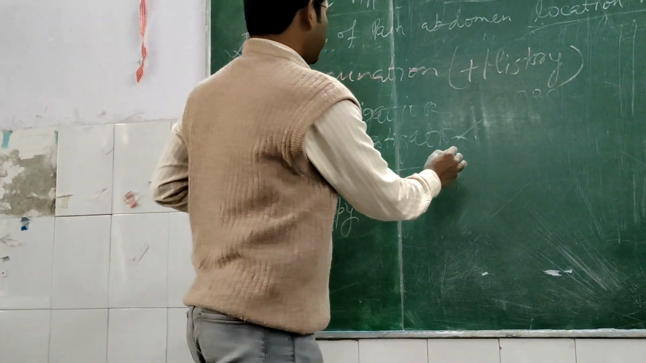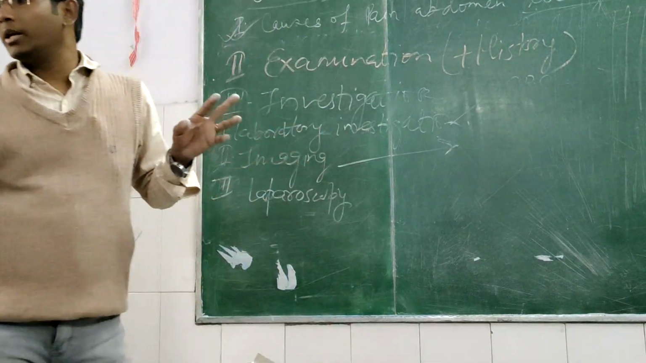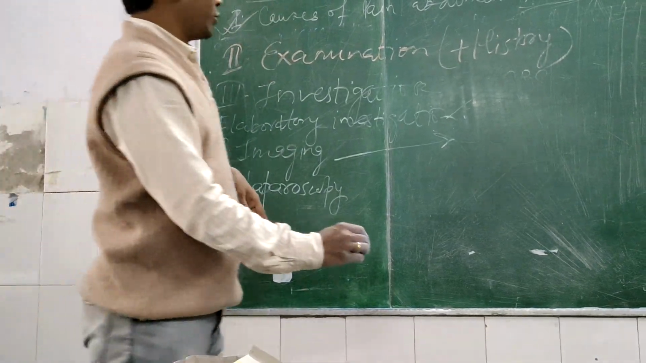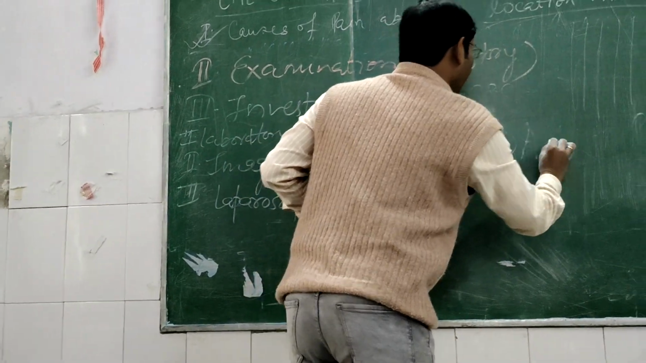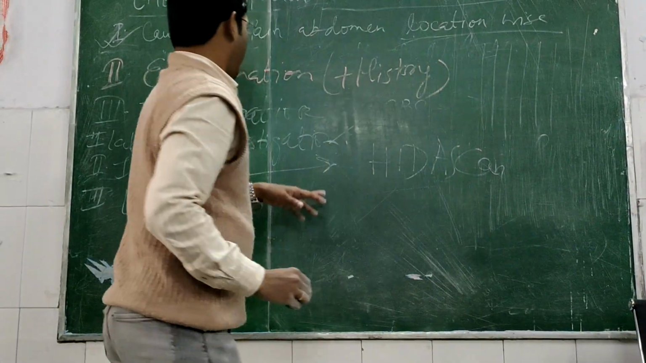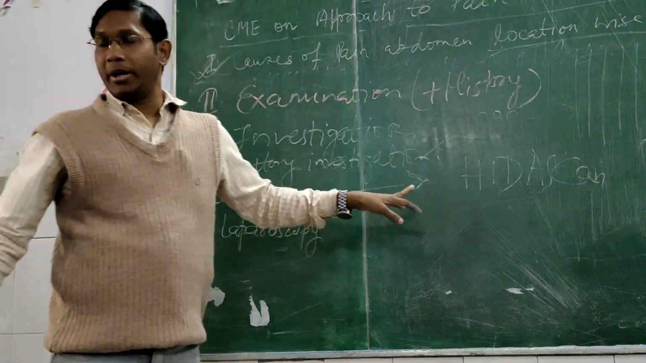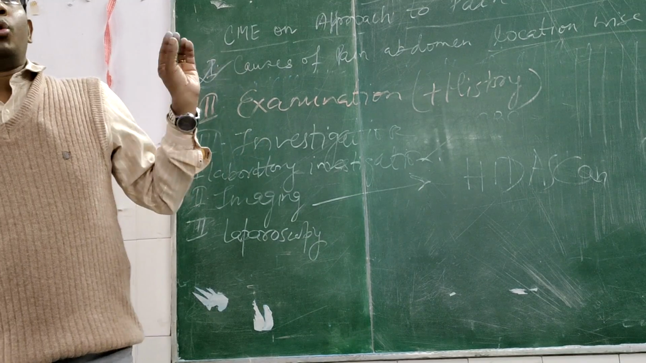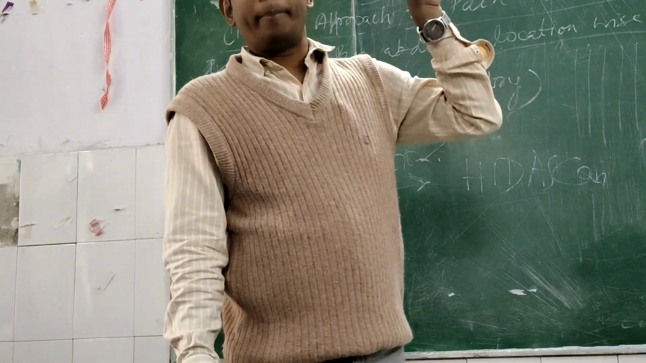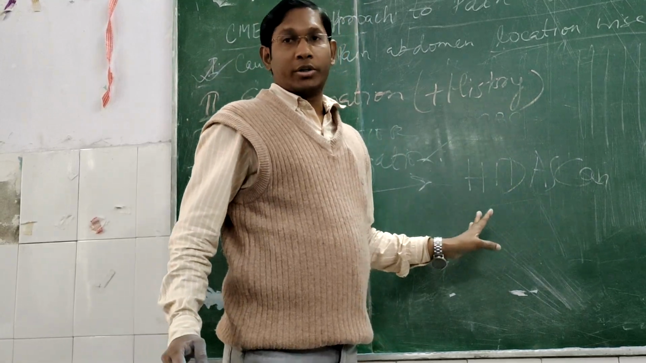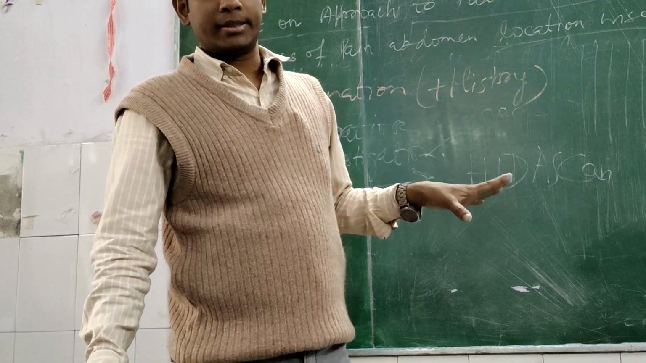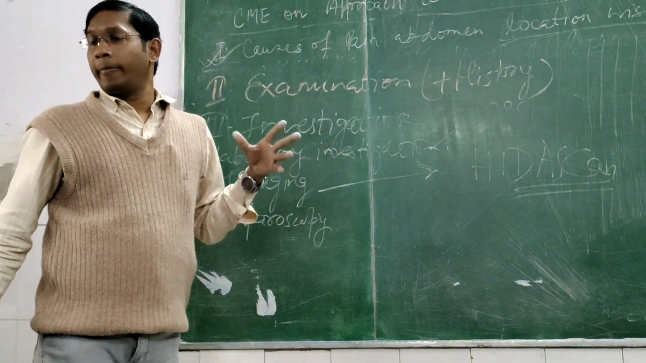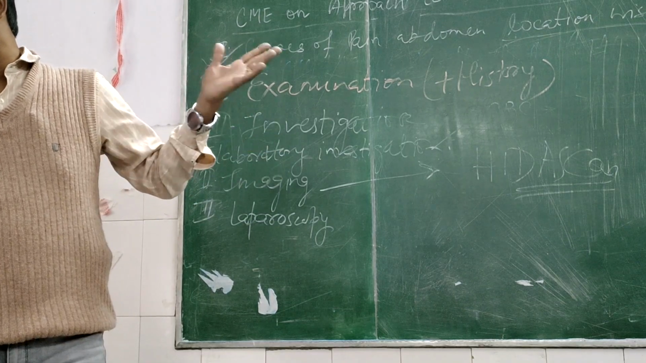One important thing in the imaging part itself is HIDA scanning, that is called radioisotope hepatobiliary iminodiacetic acid scan. What is the importance of HIDA scan? This HIDA scanning is done to differentiate cholecystitis from pancreatitis, meaning to delineate the pain of acute cholecystitis or biliary colic from the pain of pancreatitis.